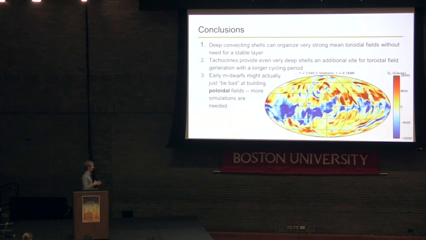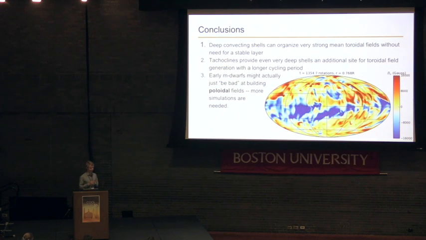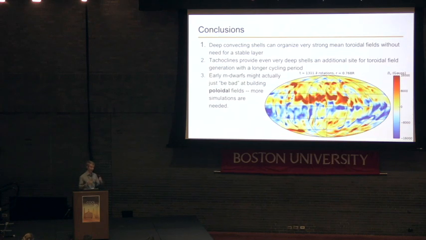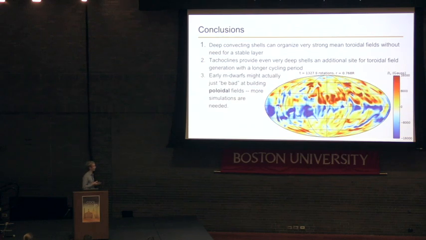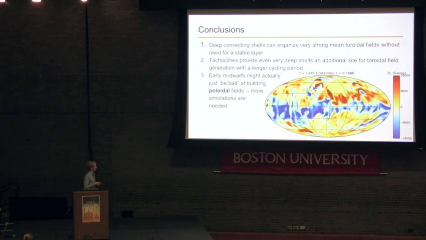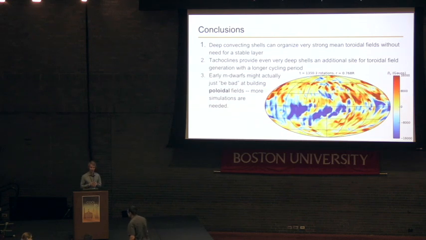So while I set out to demonstrate that the idea that maybe early M dwarfs are just bad at magnetism was wrong, it's going to need a few more simulations before I can do that, because right now it's looking like it might not be totally off base.